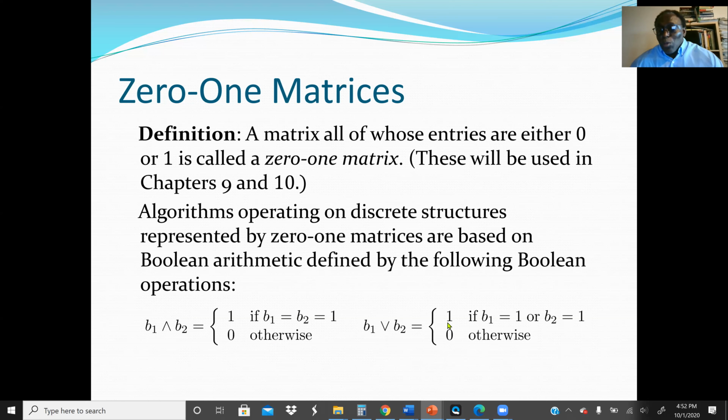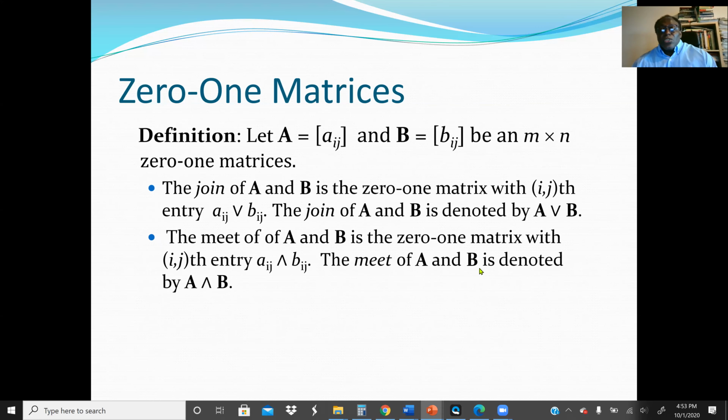Now with disjunction it's the opposite. We only get 0 when both of them are 0. Otherwise the rest is 1. If it's only one 1, we still get 1. If both of them are 1, we still get 1. So here we say B1 disjunction B2: we get 1 if B1 is 1 or B2 is 1. Otherwise, we get 0 only if B1 and B2 are both 0. So that's the definition here, which is almost what we just explained.